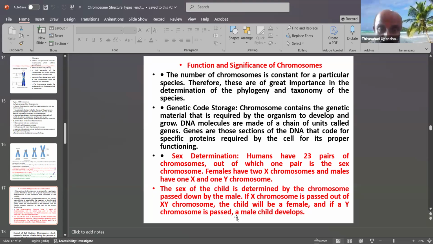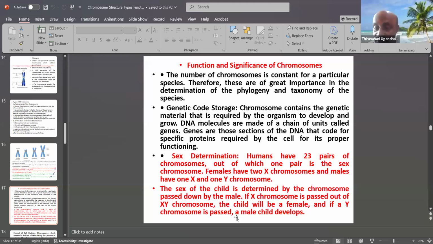So, the genetic code storage. The first point is that the number of chromosomes is constant. The second one is genetic code storage. The chromosomes contain the genetic material required by the organisms to develop and grow. DNA molecules are made up of chains of units called genes. In the DNA, a group of nucleotides is responsible for a specific inheritance function, which is carried from generation to generation. That is called a gene.